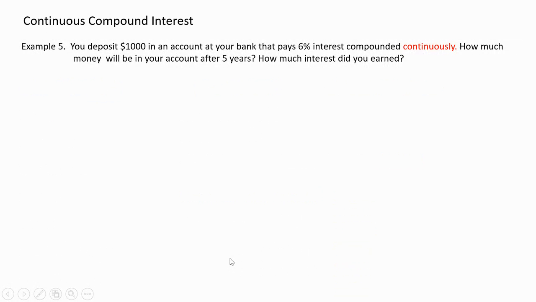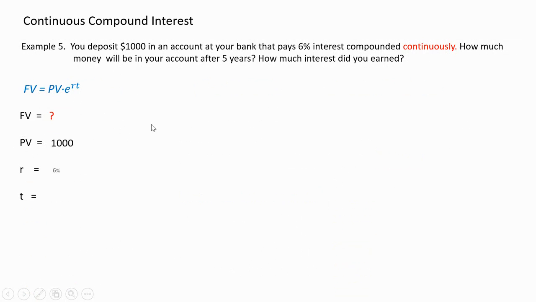Okay, let's do another example. Example number 5. Say you deposit $1,000 in an account at your bank that pays 6% interest compounded continuously. So here's a key word: continuously. I believe it's the same problem as before, but now it's continuous. So now you don't have an M, because continuous compounding means it's a different formula, which is future value equals present value times e to the RT power.